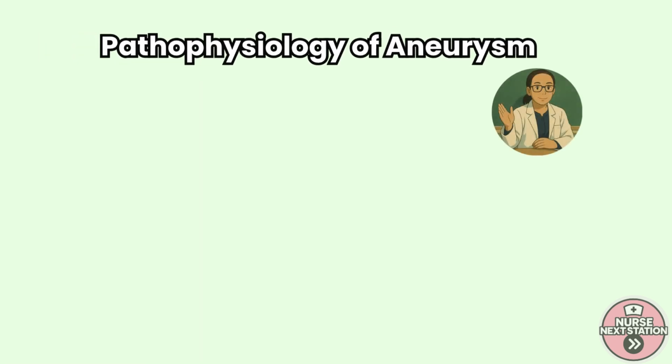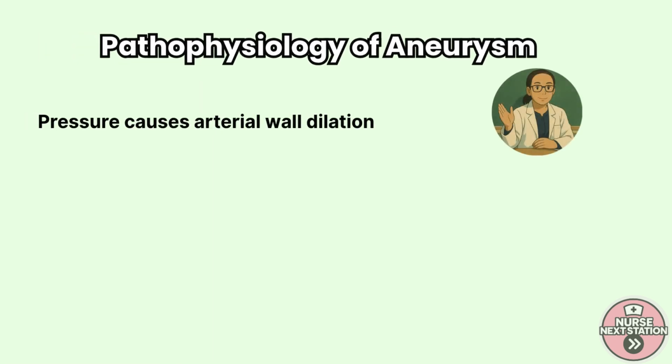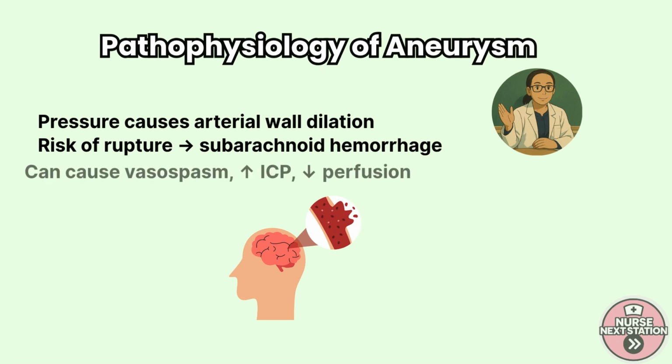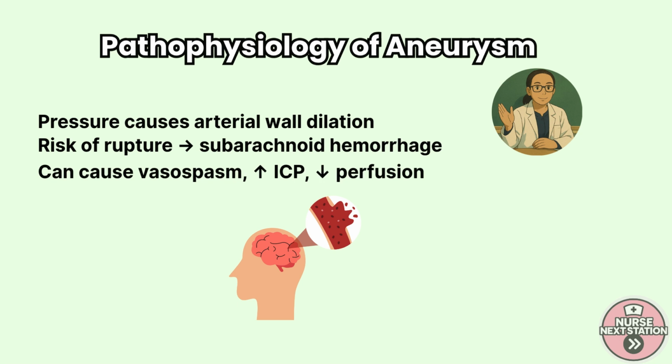As blood flows through a weakened artery, pressure causes it to bulge. If it ruptures, blood leaks into the subarachnoid space, leading to a sudden increase in ICP and the risk of vasospasm, which further reduces blood flow.